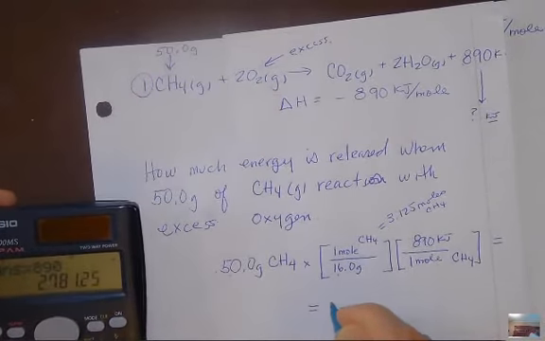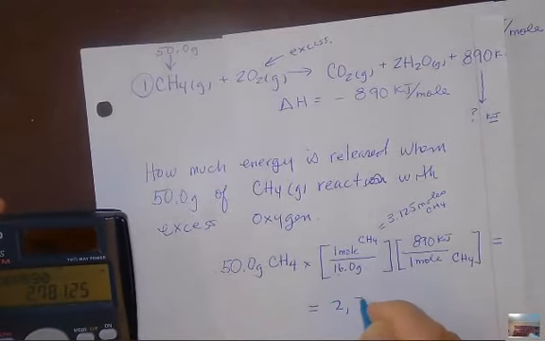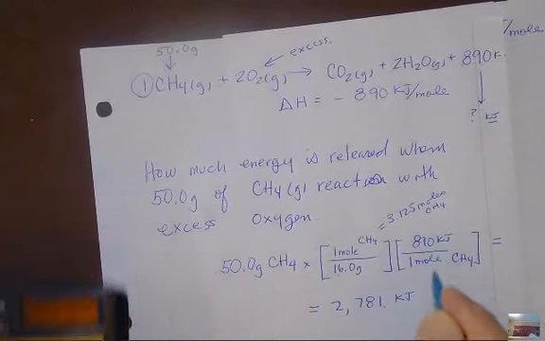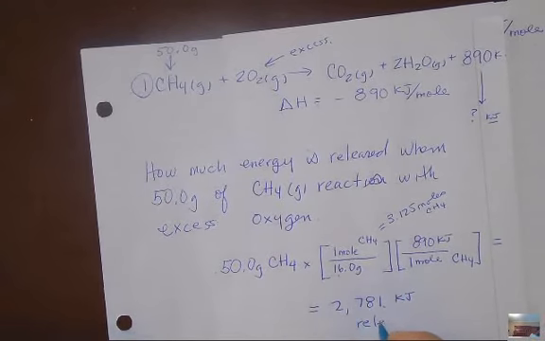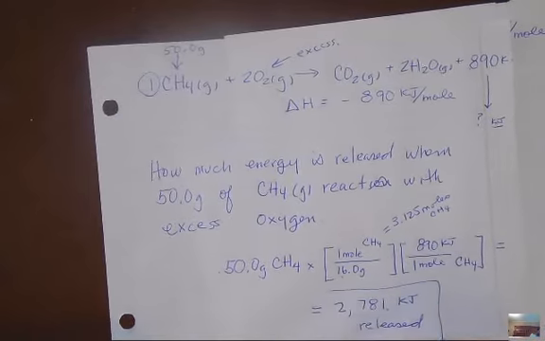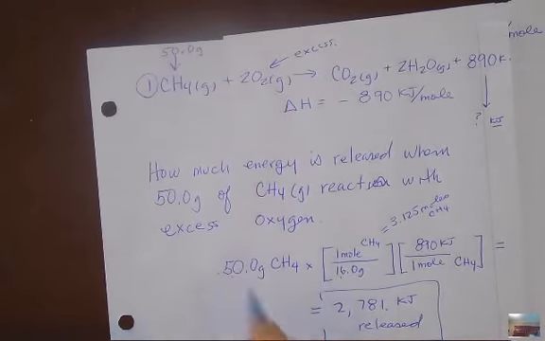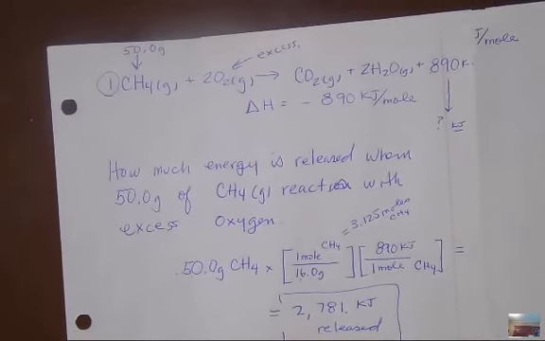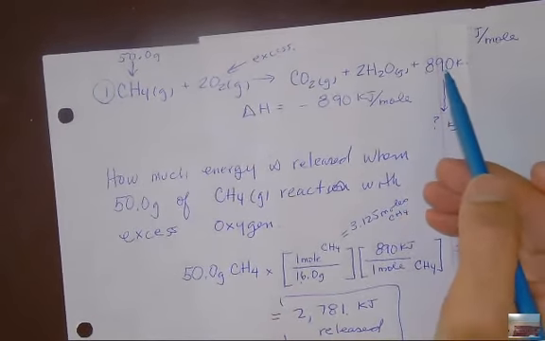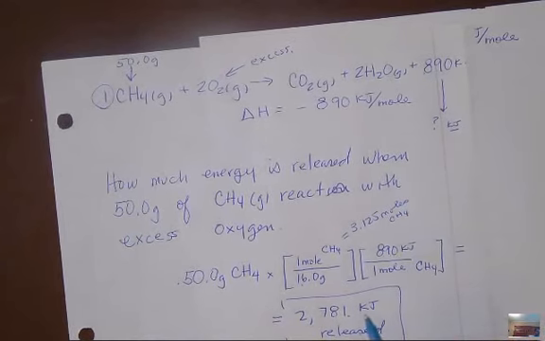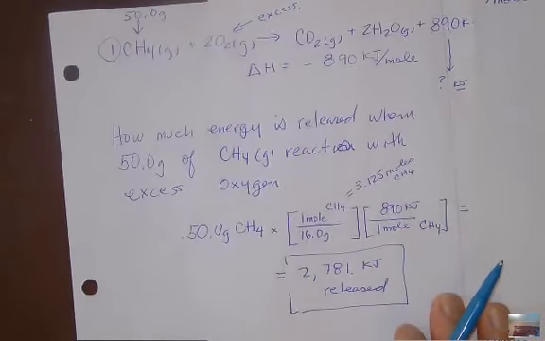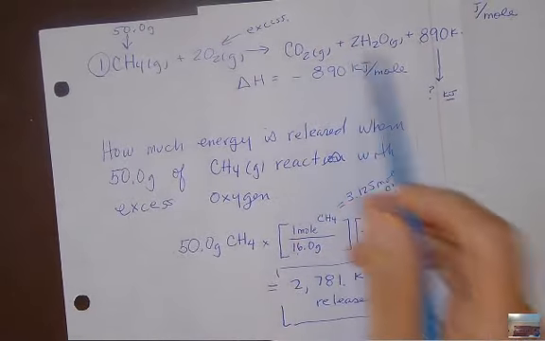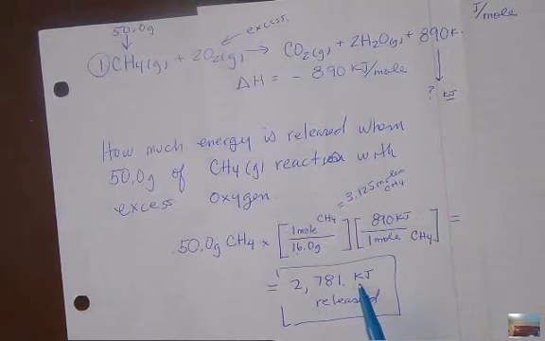So this answer comes out to 2,781 kilojoules of energy is released every time 50 grams reacts. So this is an example of using the delta H that's given in the question and using it in stoichiometry to figure out how much energy is released. Now when you're cooking, you're not interested in the carbon dioxide and the water. You're interested in getting this heat out so you can cook with it.